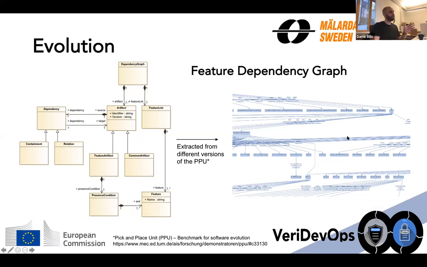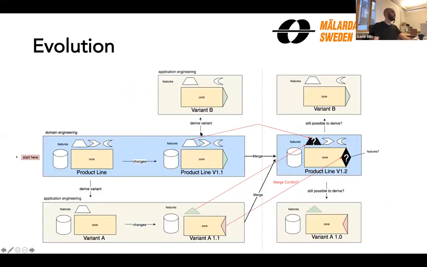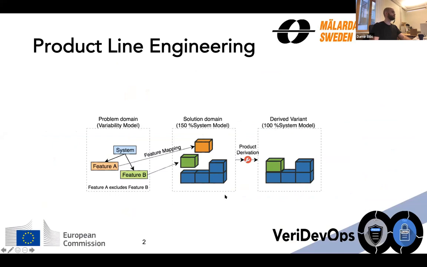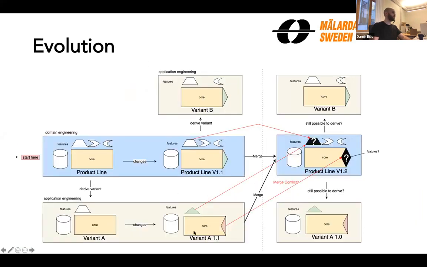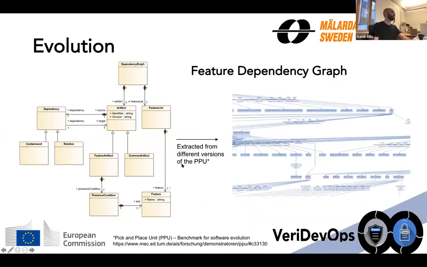But anyway, we extract these feature dependencies and artifact dependencies. We take the system, and then we get the dependencies between these features and the core, and how they are combined together. Basically, we extract it through this dependency graph, and this is a snippet from a pick and place unit, which is a benchmark for software evolution, and it's available here.